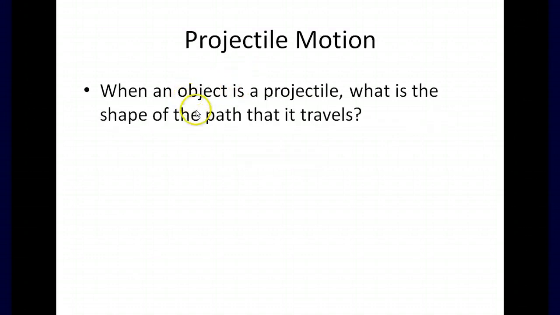First, when an object is a projectile, what is the shape of the path that it travels? And the answer is going to be a parabola. Yes, it always takes a parabolic path. And so if you threw a ball up through the air, it would go up and come back down.